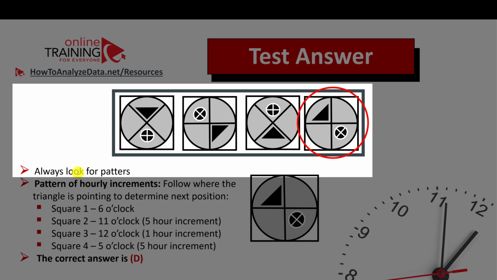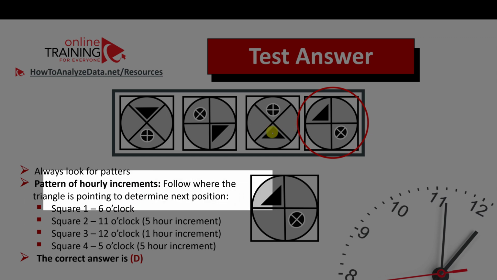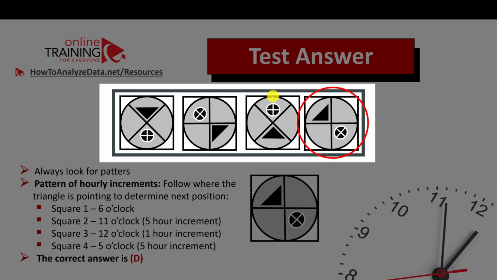In this particular case, we're dealing with the pattern of hourly increments, and we determine the hour based on where the triangle is pointing. So if you look at the first square, the triangle is pointing to 6 o'clock. Then the next square, the triangle is pointing at 11 o'clock. And 11 o'clock is a 5-hour increment from the 6 o'clock position. Now, next square, the triangle is pointing at noon or midnight, whatever pattern you follow, or 12 o'clock.